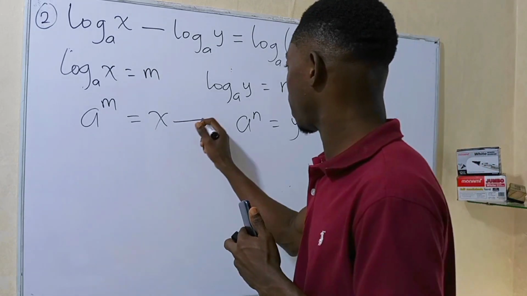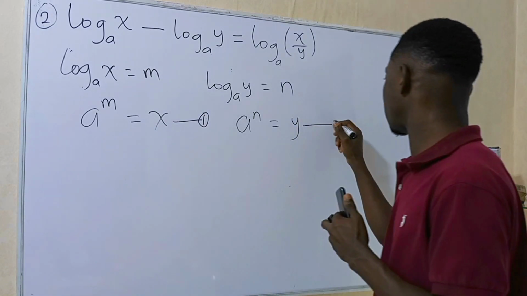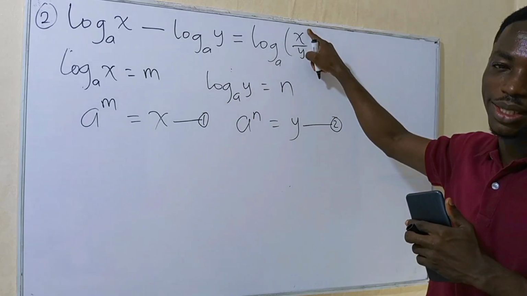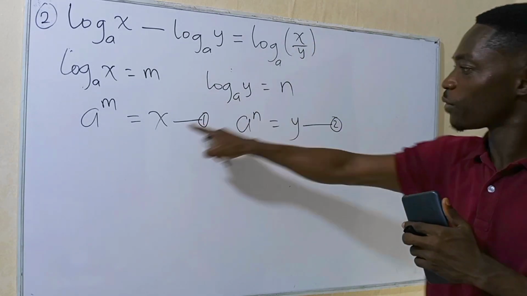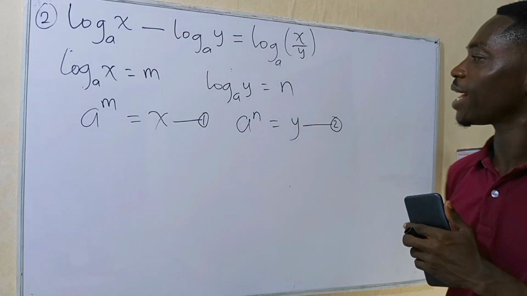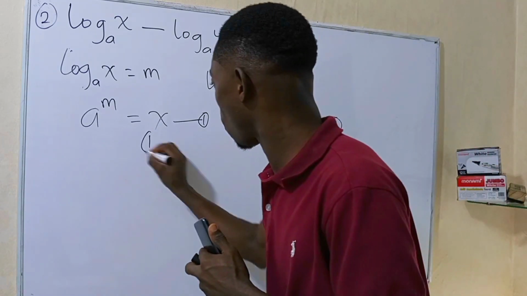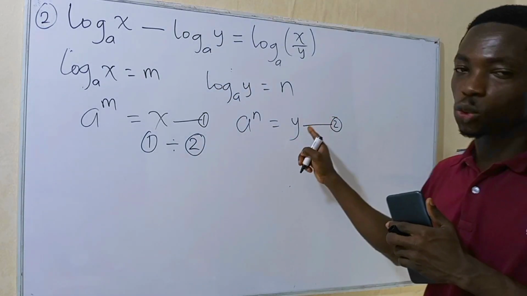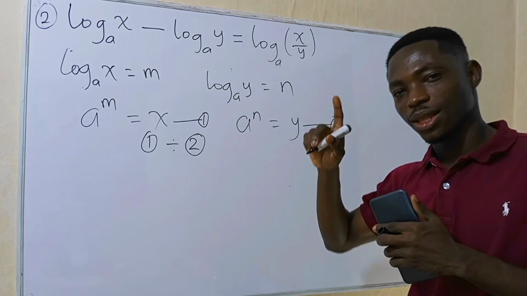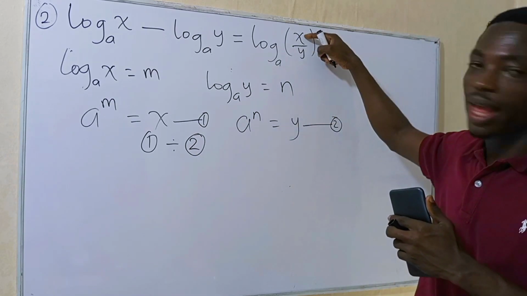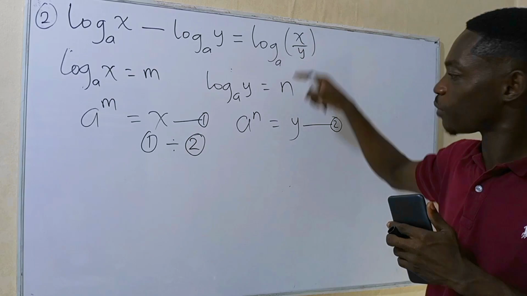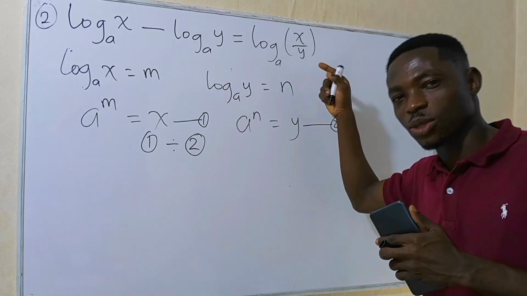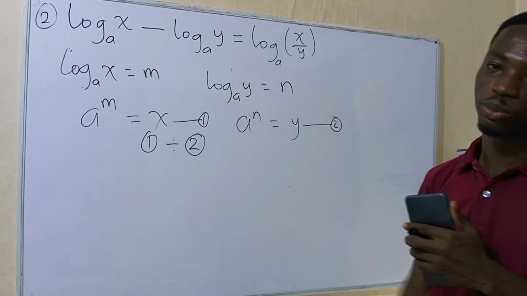If this is our equation 1 and this is our equation 2, looking at what we are proving here, x divided by y. We have x here, y here. Let's go ahead and divide equation 1 by equation 2. Why not equation 2 divided by equation 1? This is because the x is a numerator here. So if we divide equation 2 by 1, that means we are going to have y over x, which is different from what we are trying to prove.